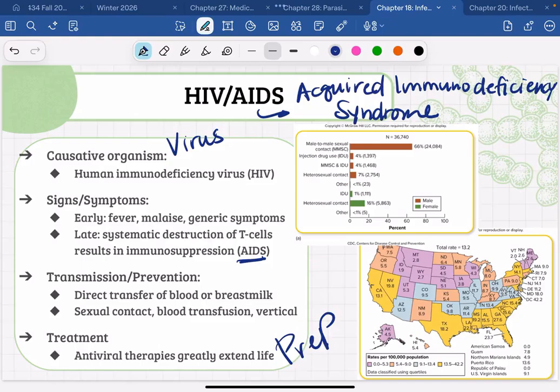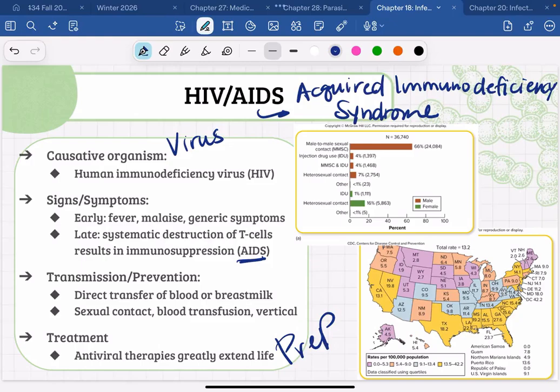Okay, and PrEP stands for pre-exposure prophylaxis. So you take it before you are going to have sex with somebody who is known to be infected with HIV, or if you're having sex with somebody whose HIV status is unknown, somebody you don't know, you can take PrEP, and it will ideally prevent you from getting HIV in the first place.